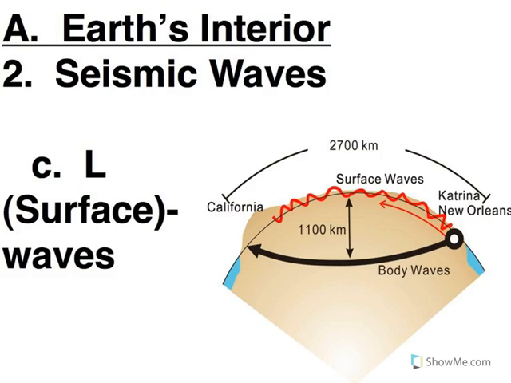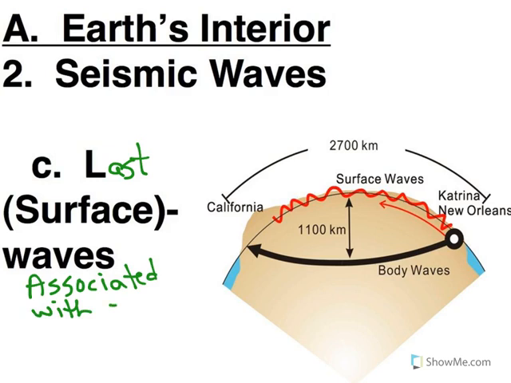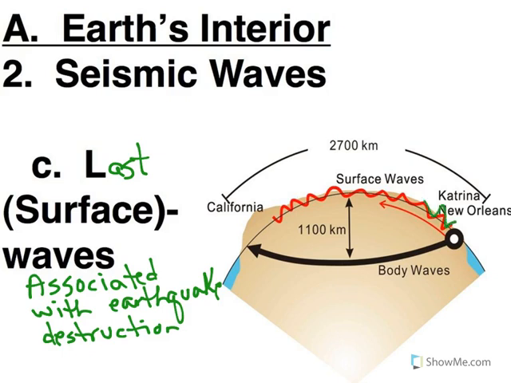And then L is for last. These are also called surface waves. And so these are the ones primarily associated with the destruction of an earthquake. Things that actually cause buildings to fall. And these are the slowest because they are just going along the surface, and so it takes a long time for that information to travel around the Earth.